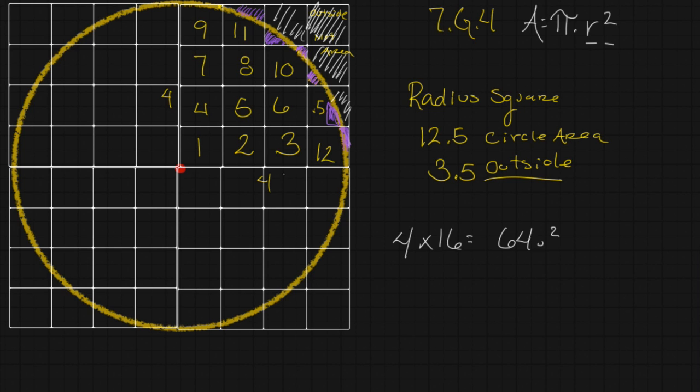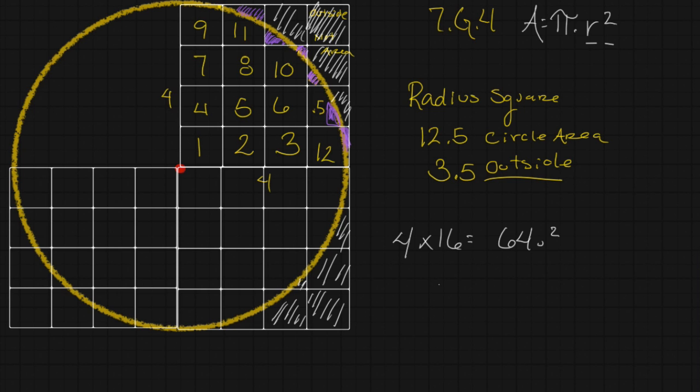That's clearly more than we need. We still see all of these extra pieces outside the circle, right? So this is not the area of the circle. This is way too much, or seems like too much. So what I'm going to try and do is back this one off and see if 3 radius squares are enough.